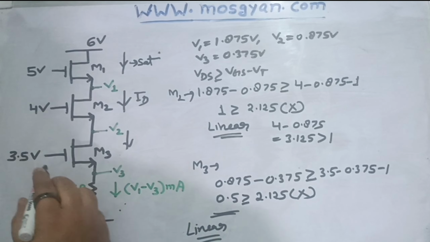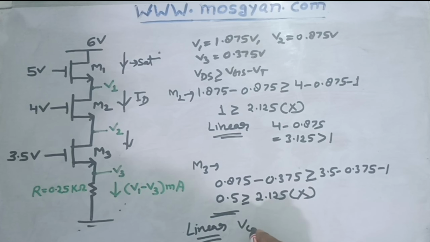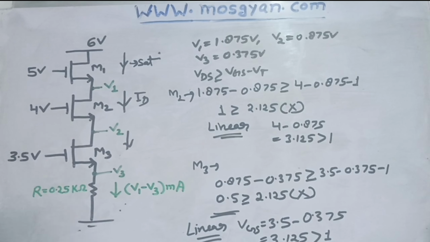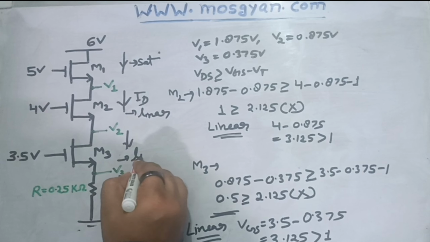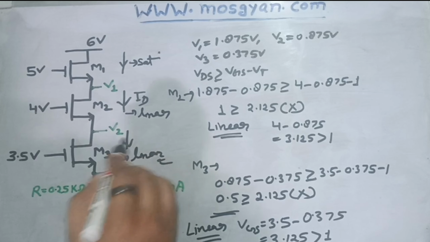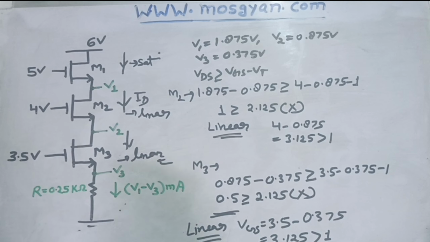Again, we need to check its VGS should be greater than Vt. So VGS is equal to 3.5 minus V3. V3 is 0.375. So that means it is coming close to 3.125, which is higher than the threshold voltage of this MOS, which is 1 volt. So M3 is also on, but it will operate in linear mode of operation. So the assumption which we took for all these three MOSes to operate in saturation holds true only for MOS M1. M2 will operate in linear, and similarly M3 will also operate in linear mode of operation. So this is the answer to this question, which asked us to find out the region of operation of these MOSFETs.